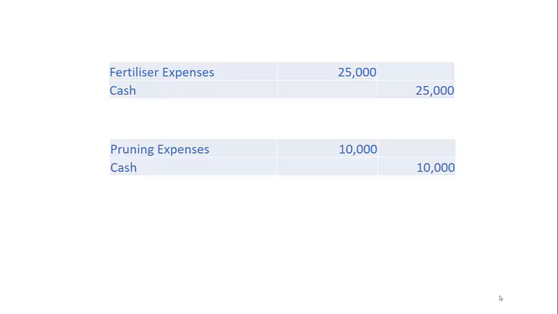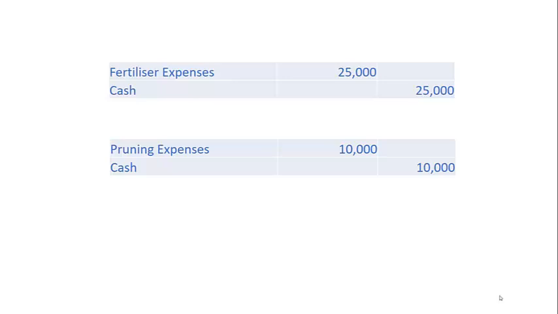The first thing we need to understand is that during the year we're going to incur some costs. We can either regard those costs as expenses or as attributable to the apples that are harvested. It's not going to make a difference, and I'll explain this later on. So what I'm going to do initially is just treat the costs incurred during the year as expenses. There's a fertilizer expense of $25,000 which I'm paying. There's also a pruning expense of $10,000 which is being recognised.